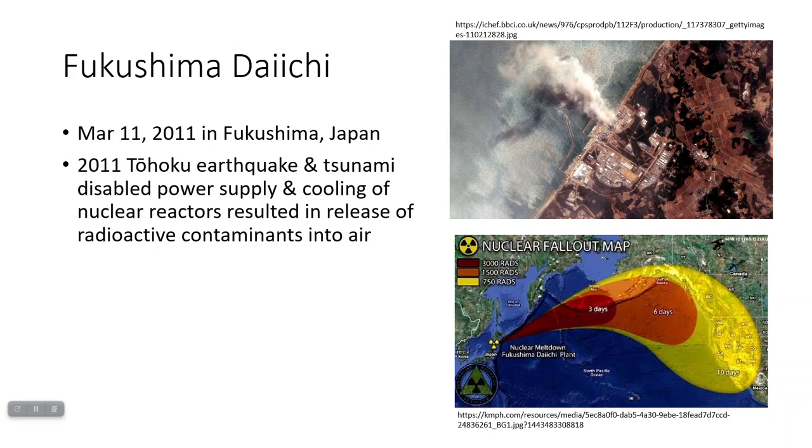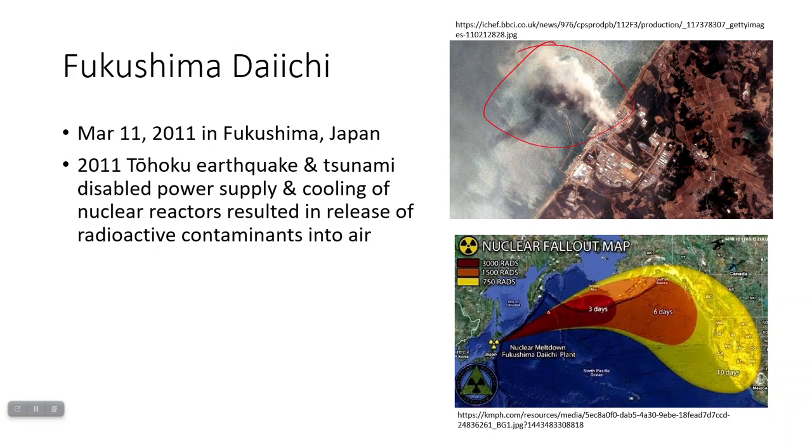It displaced a lot of water, caused a tsunami, and that tsunami was powerful enough that when it hit that city in Japan, it disabled not only the power supply, but it also disabled the cooling systems of the nuclear reactors. Because of that, you had some partial meltdown and a release of radioactive contaminants and radioactive material into the air. So this is showing kind of the release of some of the gases.